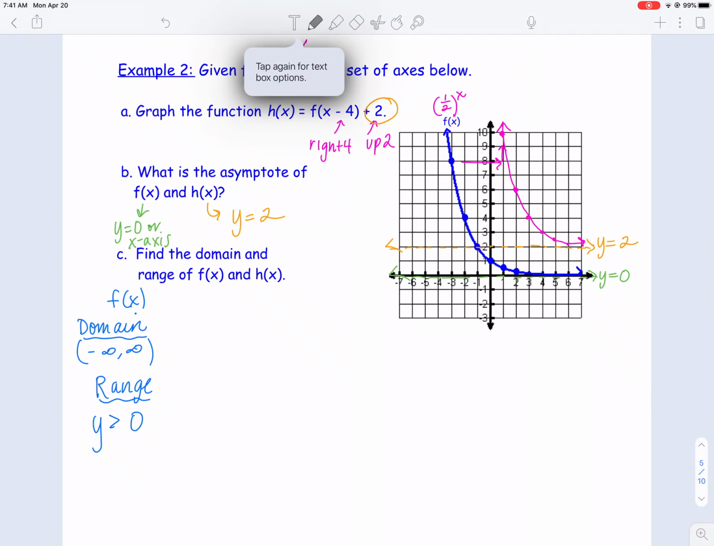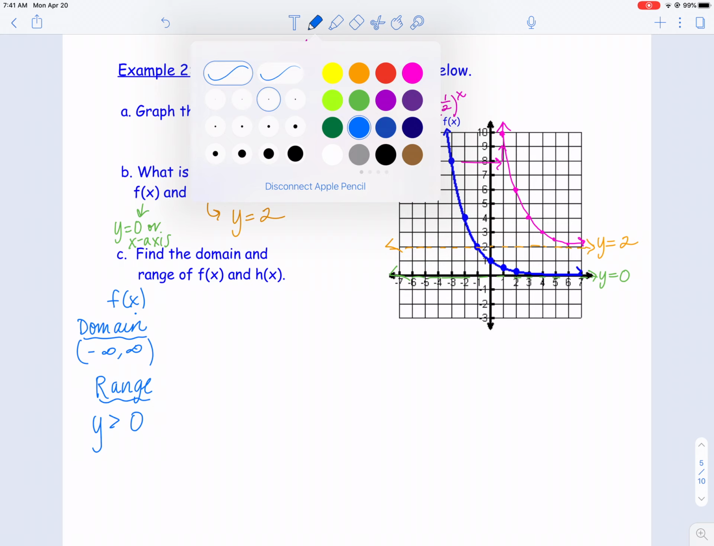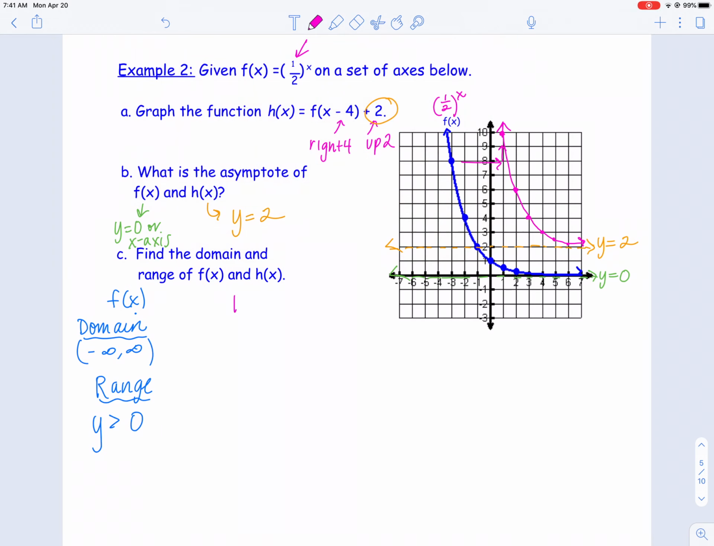Where your pink graph is going to be a little bit different. Your h of x, okay, your domain, does that graph exist everywhere from left to right? It doesn't look like it, but that's going to keep going and going and going up and right, up and right.